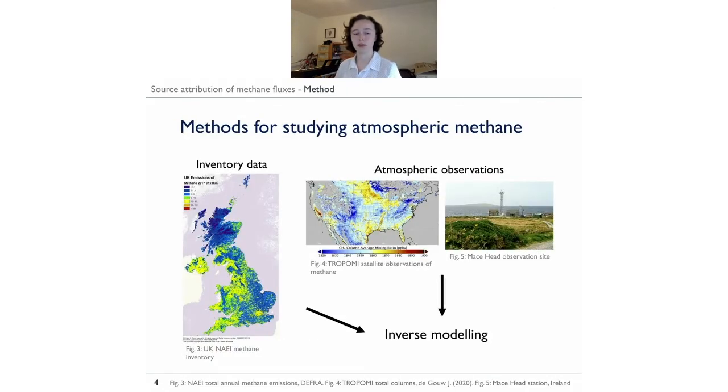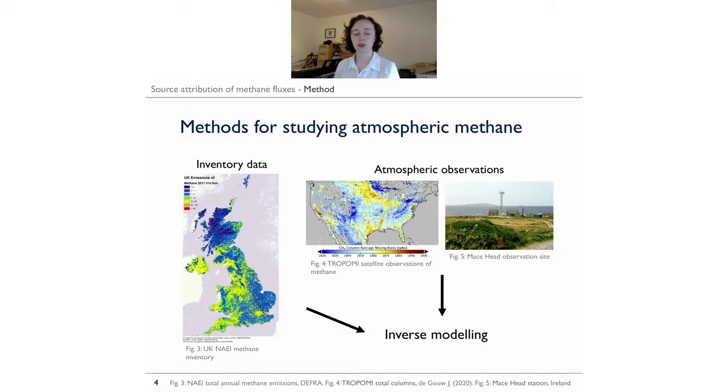There are multiple ways of studying atmospheric methane. One of them is using inventory data. This is called bottom-up methods, where emissions from the surface are modelled. So for example, if you wanted to look at how much methane is emitted from cows in the UK, you'd multiply the number of cows by the amount each cow emits. This is a very simplified model, but more complex models can be used to produce maps like this one on the left, which shows the spatial distribution of methane emissions in the UK.